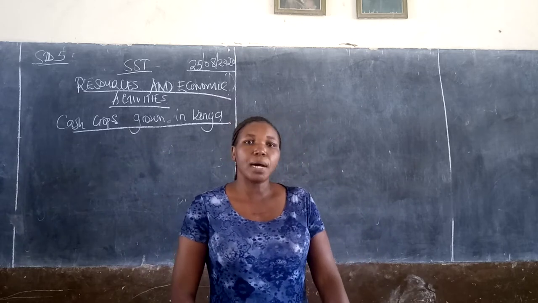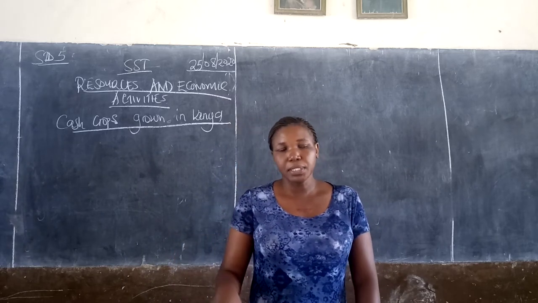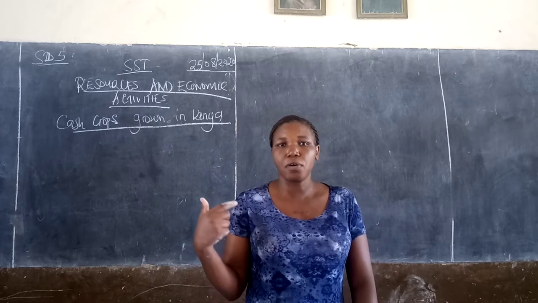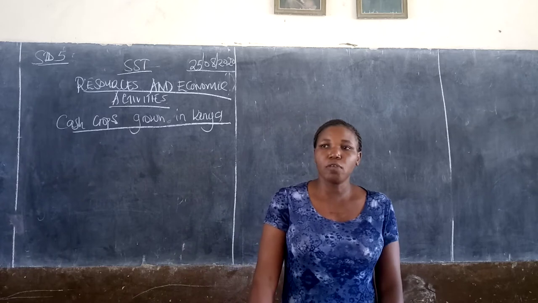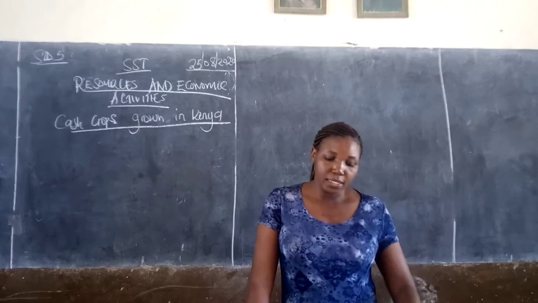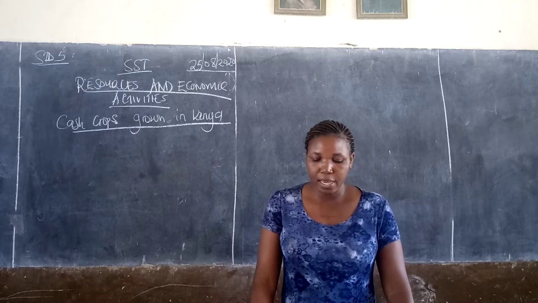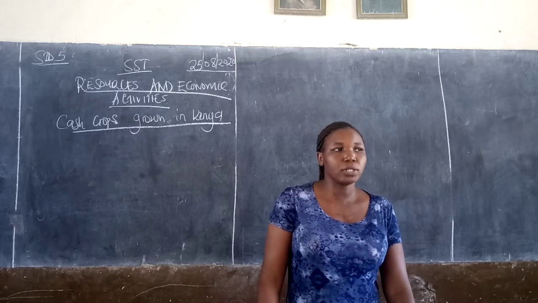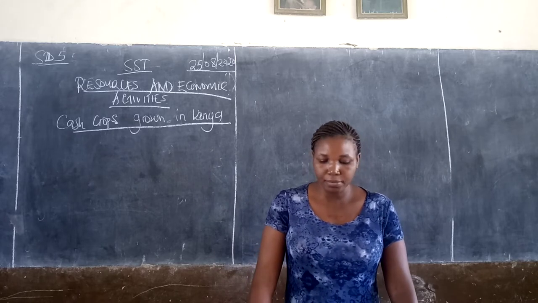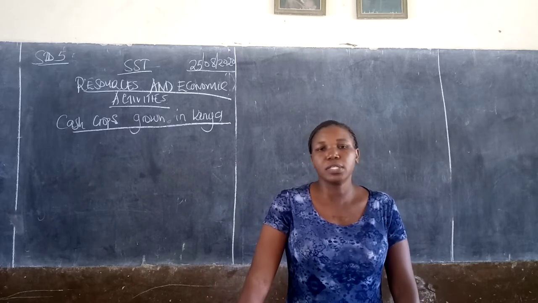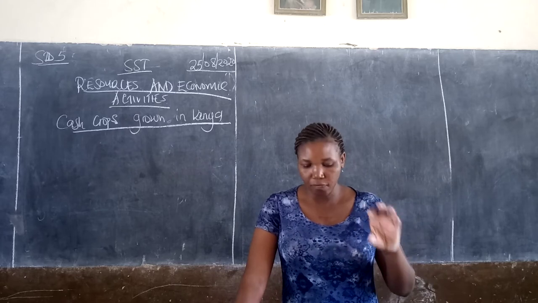We also talked about subsistence farming. Subsistence farming is the growing of crops mainly for food. That is subsistence farming. And we were talking about finger millet. We talked about cassava. These are yams. We talked about arrowroots. We talked about vegetables. Those are subsistence, only grown for food.